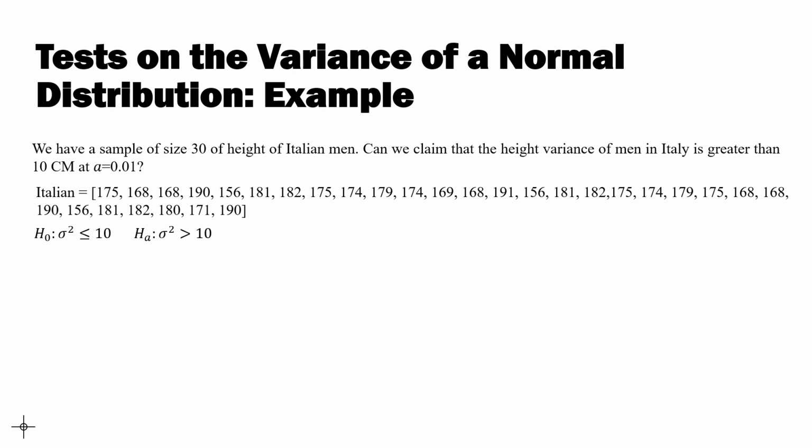To use Python for hypothesis testing on the population variance using a single sample, we need to load the chi-squared test function and pass the necessary arguments. Here, we have a sample of size 30 of heights of Italian men. We want to know if we can claim that the variance of the height of men in Italy is greater than 10 centimeters at 0.01. So, we need to run a one-sided hypothesis test.